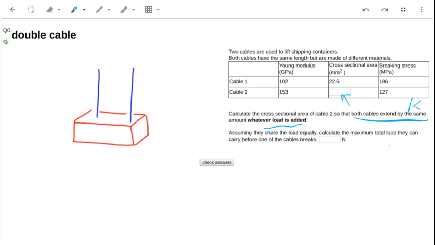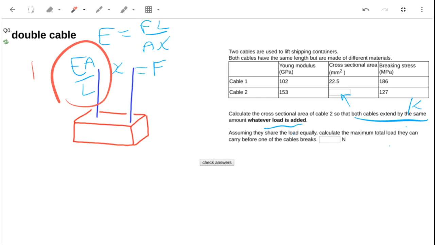Well, if we write Young modulus as FL over AX and then rearrange, we get an equation for F in terms of X. It's EA over L. And it's therefore possible to say that this is a bit like the spring constant of the cable. The lengths are the same, so all we need is the product of EA in each case to be the same.